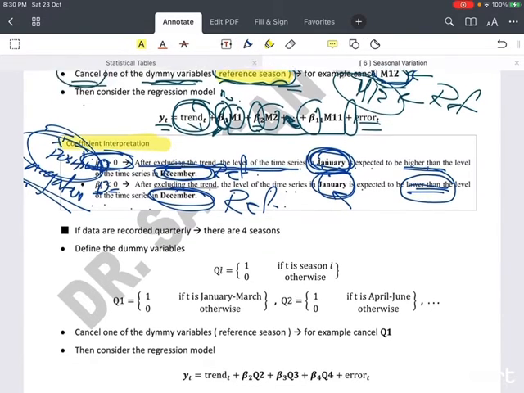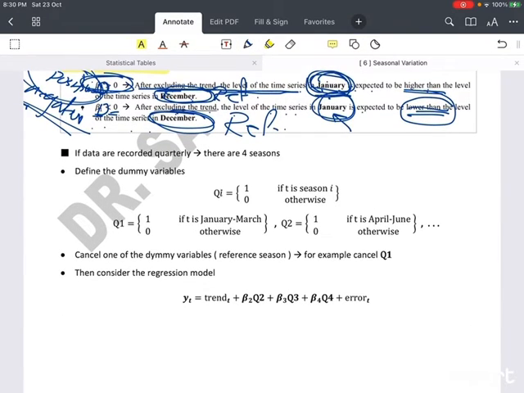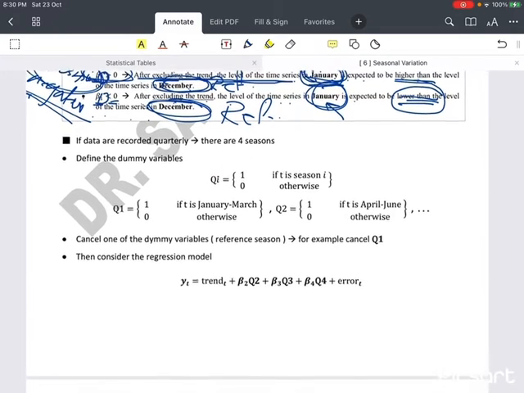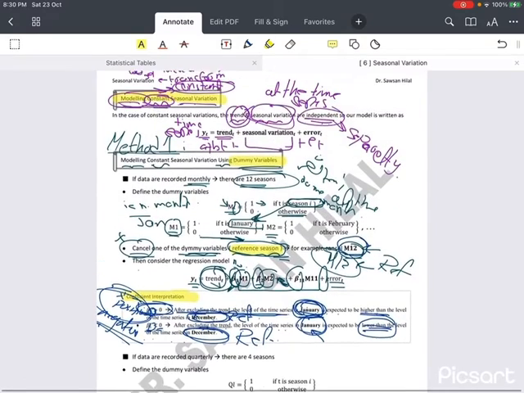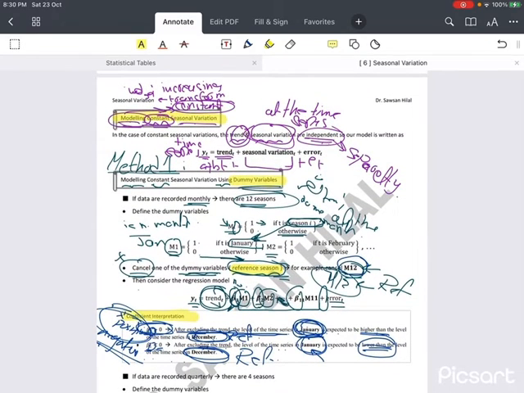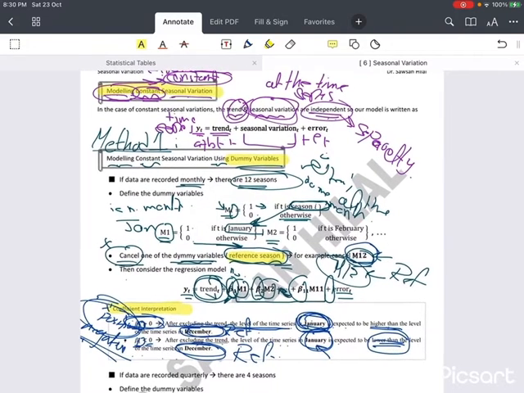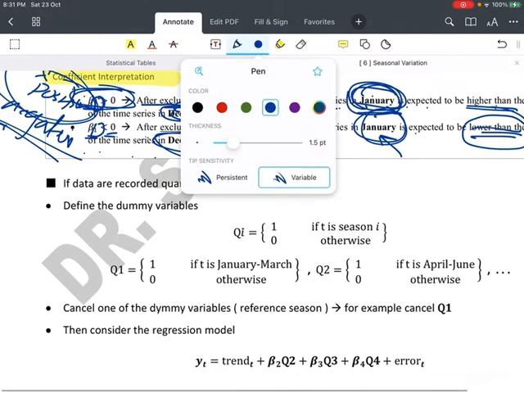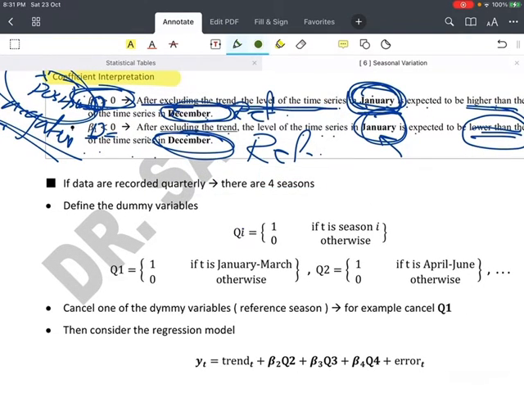Okay, we will complete here then. Yes. So here we already talked about what? About modeling constant seasonal variation using dummy variables. We took the first method, which was for when the data are monthly. Now we will talk about it if the data are quarterly. How, if the data are quarterly?